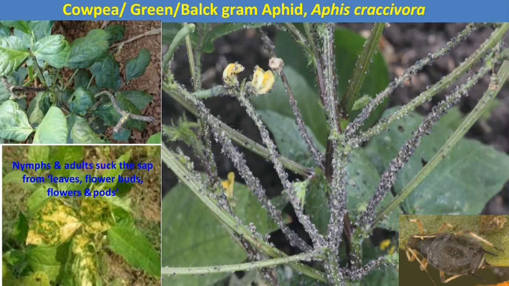The species is Aphis craccivora. This aphid reproduces parthenogenetically, and after hatching from the eggs, both nymphs and adults are the damaging stages. Both nymphs and adults congregate on the succulent plant parts and start feeding by sucking the cells from the different plant parts, that is the leaves, flowers, flower buds, and the pods.